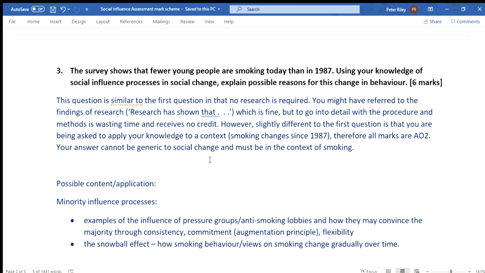Now again, I've written there on our mark scheme that this question is very similar to the first question. No research is required. It's demonstrating your understanding of the processes that are involved in social change. Again, you can refer to research findings, but you don't want to go into detail. So if you said Moscovici found that a consistent minority is important in the process of social change, then that's absolutely fine. However, if you then start talking about Moscovici's procedure, you've gone off task.